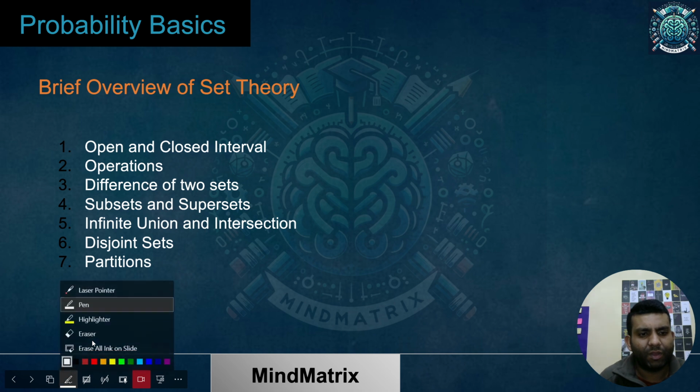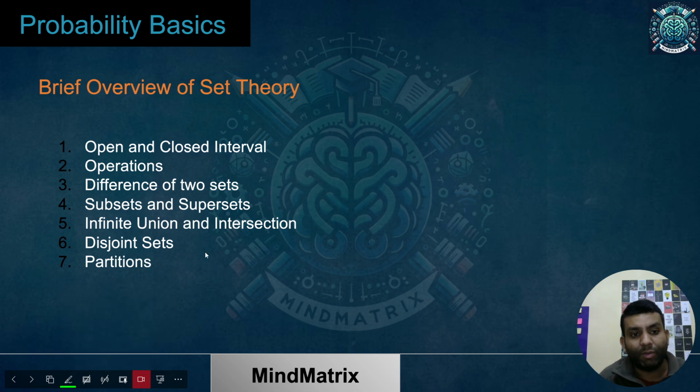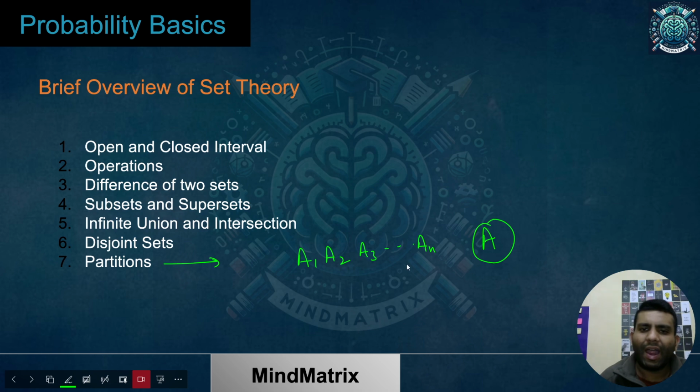And the last point, we'll be using this. Let's suppose again the same thing, A1 A2 A3 up to An are a partition of A, and B is a subset of A. That means B has been made by deriving some elements from A. Now it may have all the elements or no element, but it has been made by deriving some elements of A. So now you can create a partition of B by using A1 A2 A3 An.